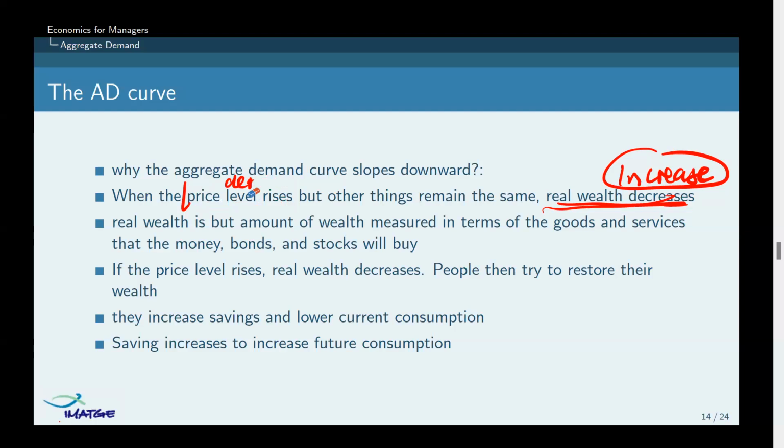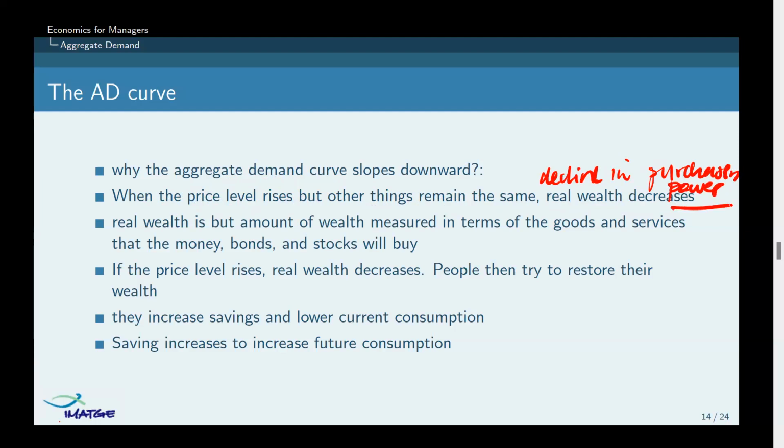I'm just doing this so that you see what you are trying to do. So when the price level rises, holding all the other things constant, real wealth decreases. Why? Because of the fall in purchasing power. Take that pizza example. Purchasing power: how many commodities are you able to buy following a price increase? Obviously, it will be less.